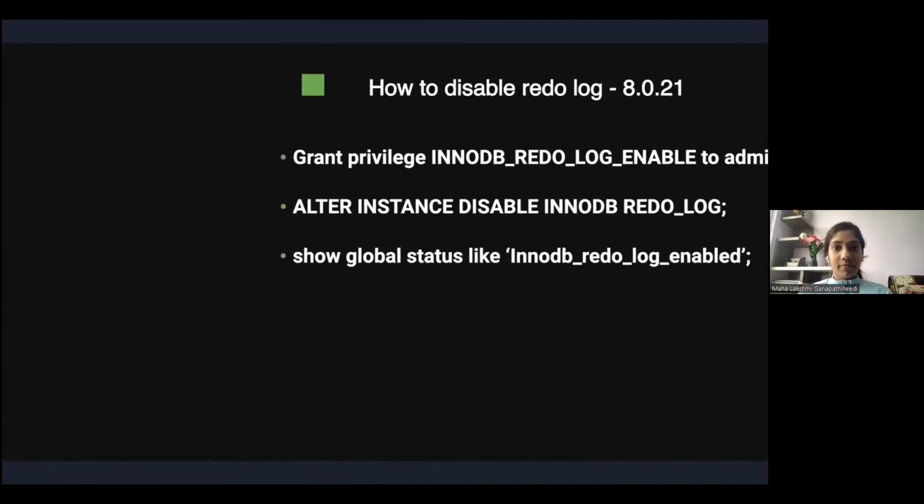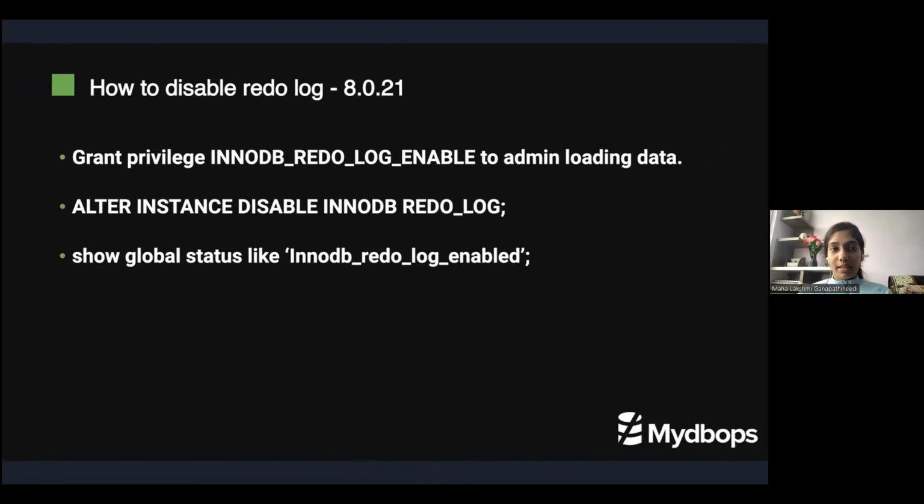And how do we disable the redo log? We grant the INNODB_REDO_LOG_ENABLE privilege, and then using the ALTER statement, ALTER INSTANCE DISABLE INNODB REDO_LOG, we disable the redo log. To check whether the redo log is disabled or what its status is, you can get that from performance schema, or you can check SHOW GLOBAL STATUS LIKE 'Innodb_redo_log_enabled'.